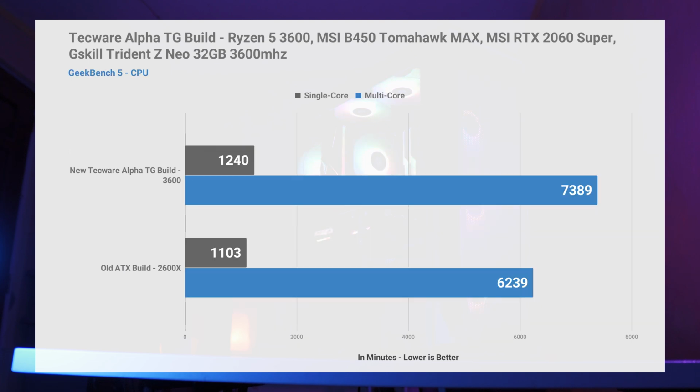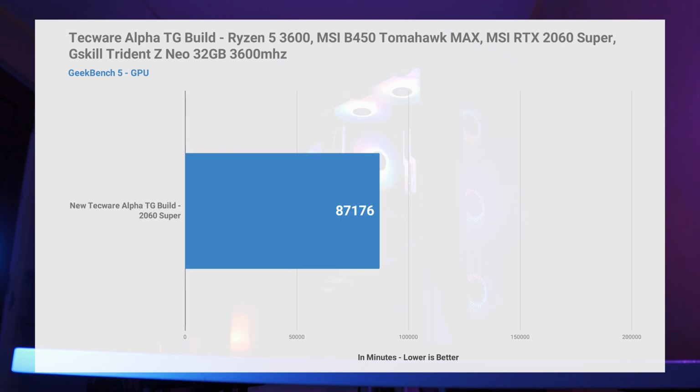Now in Geekbench, which is a popular multi-platform benchmark that is also available in Android devices, for CPU, the 3600 was able to score decently, especially comparing it with the 2600X with a single core score of 1240 and a multi-core score of 7389. In terms of GPU score in Geekbench, the MSI Gaming RTX 2060 Super was able to score 87,176, but unfortunately, I don't have a comparison data for this.